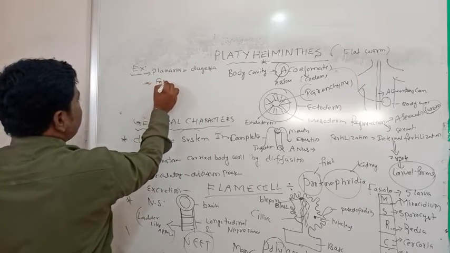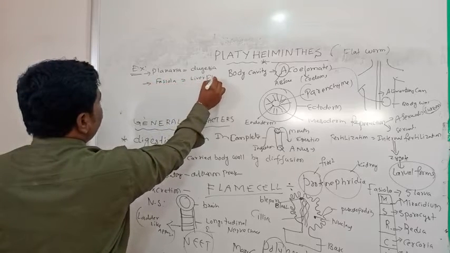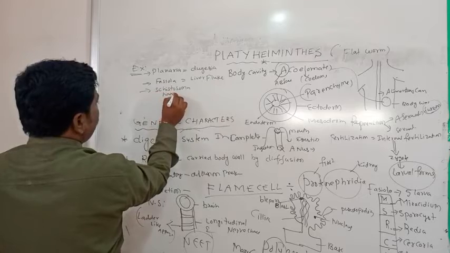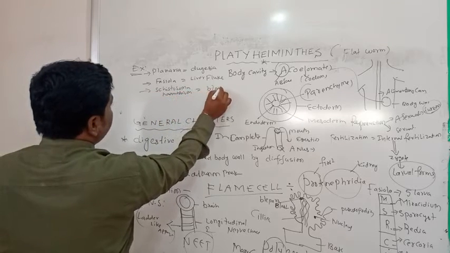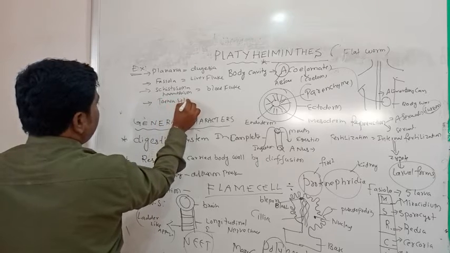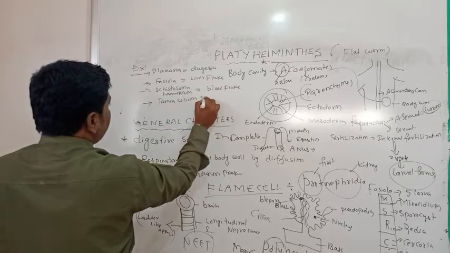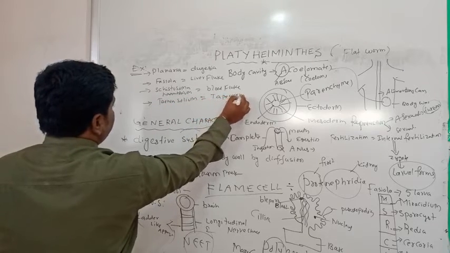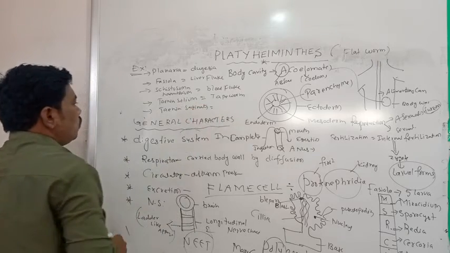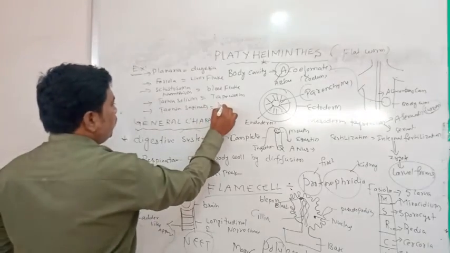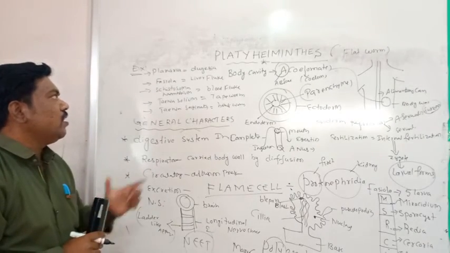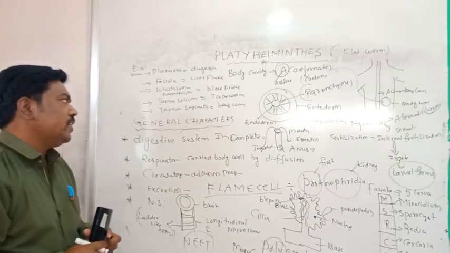And after that, the next one is Fasciola. It is commonly known as a liver fluke. And Schistosoma haematobium, it is commonly known as a blood fluke. Right? And after that, Taenia solium. It is known as a tapeworm. This is the common name, right? Taenia solium. And after that, Taenia saginata, right? It is known as a beef worm. Taenia saginata is called a beef worm, right? This is about the examples of Platyhelminthes organisms: Planaria, Fasciola, Schistosoma haematobium, Taenia solium, Taenia saginata, right?